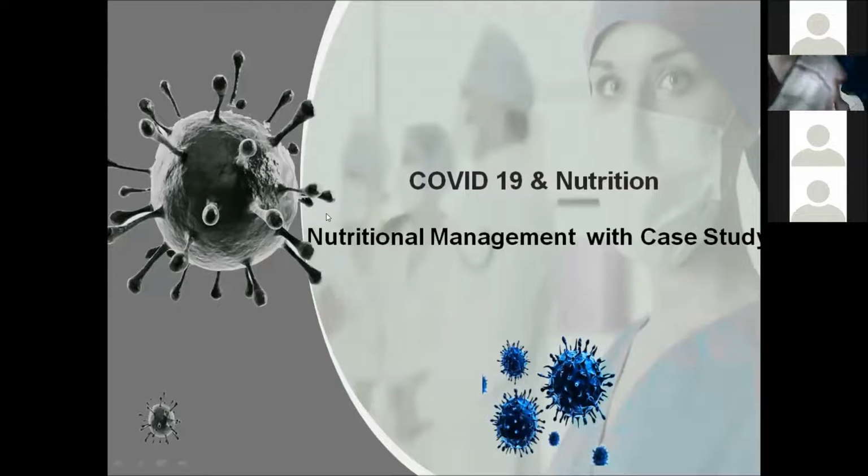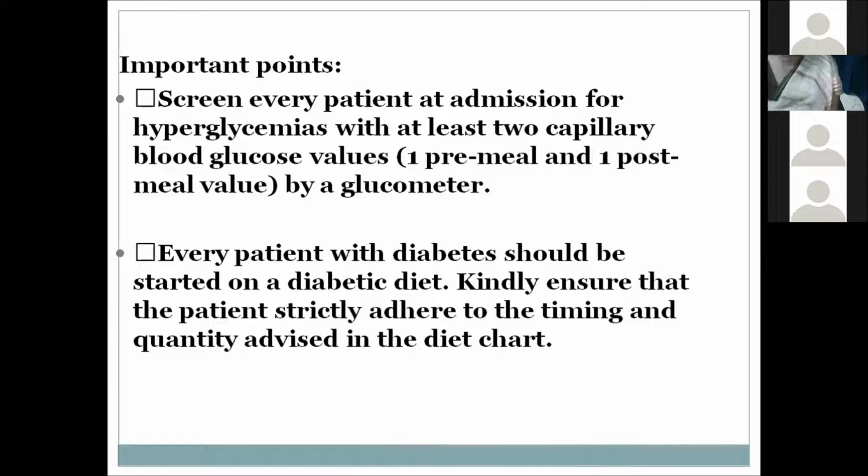So I am going to explain about nutrition management with a case study. The important points: screen every patient at admission for hyperglycemia with at least 2 capillary blood glucose values, 1 pre-meal and 1 post-meal, by a glucometer. After admission of a diabetic patient to the hospital, every patient with diabetes should be started on a diabetic diet. Kindly ensure that the patient strictly adheres to the timing and quantity advised in the diet chart.